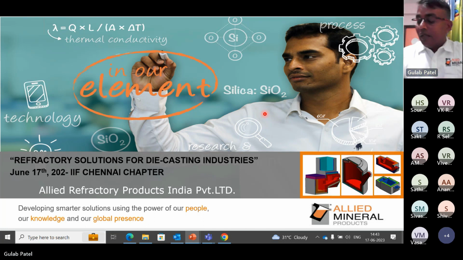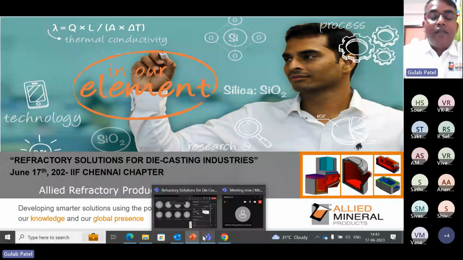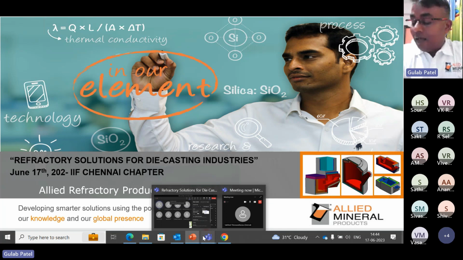So, as mentioned by the Chairman, refractory plays a major role in achieving the goal. There are a lot of goals in die casting foundries, and there are certain equipments associated with refractory. Without refractory, those equipments never exist. Those equipments lined with refractory play a major role not only in ease of operation, but also directly relate to the cost of production as well.